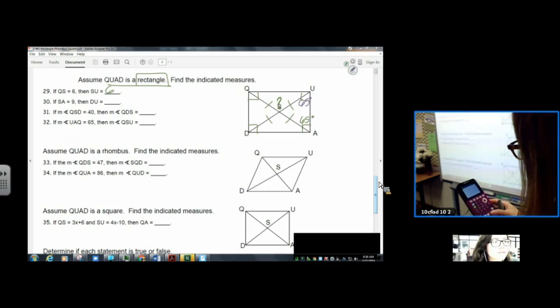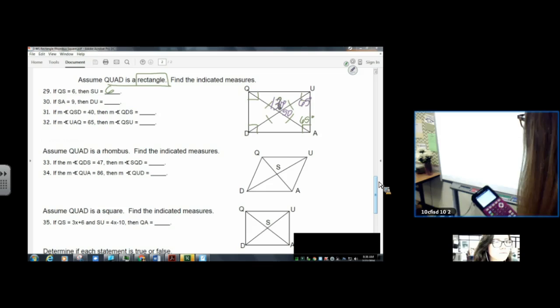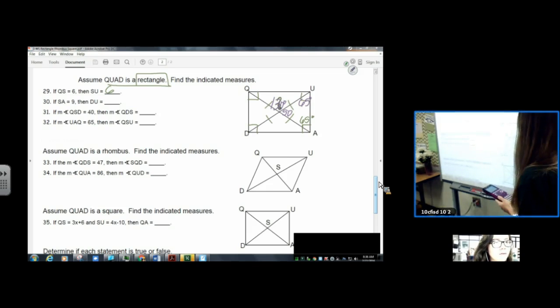This is not the only way we can get at the answer here. I'm going to do it this way though. If I subtract 65 and 65 from 180, I get 50, and then I use the linear pair theorem to get 130. I could have also found this angle because these are complementary, and then done the isosceles triangle route.